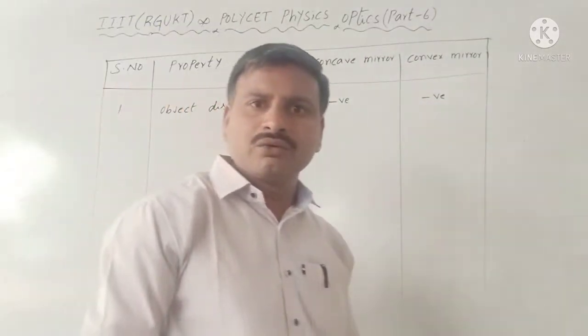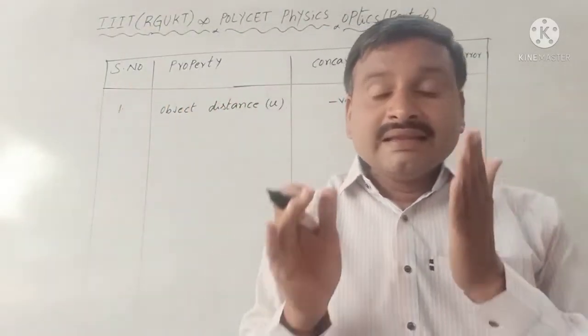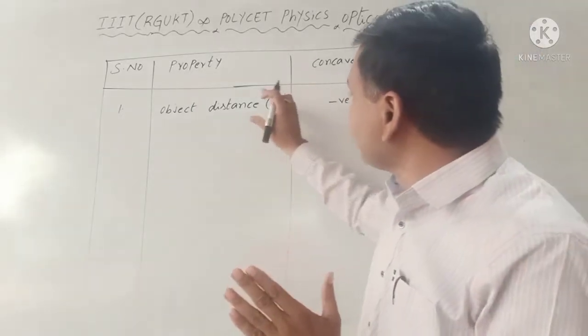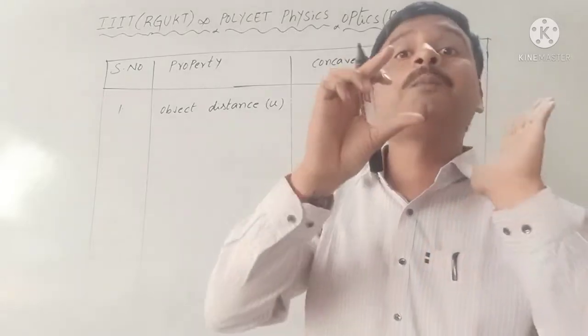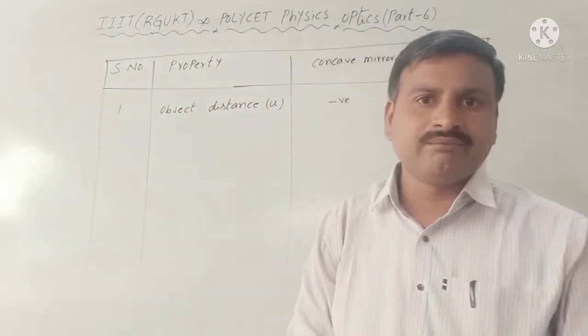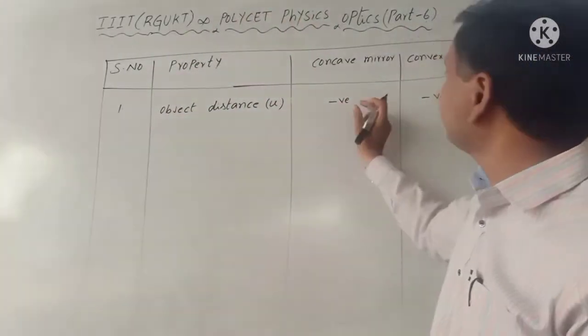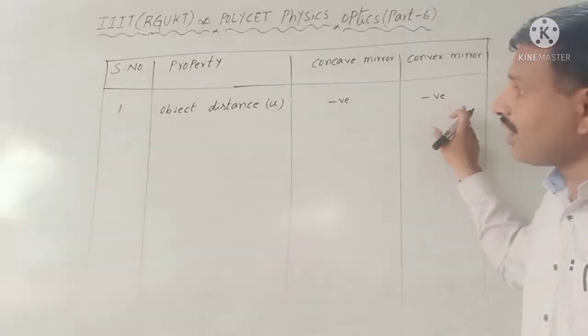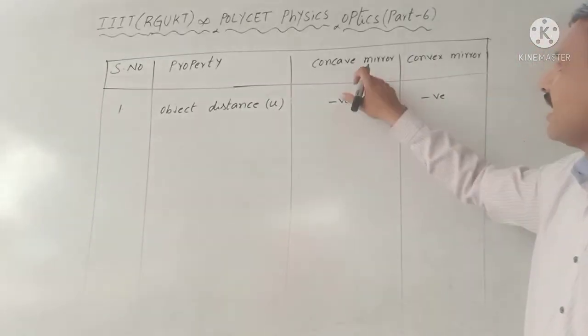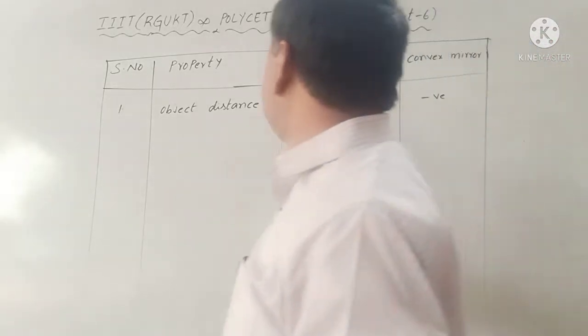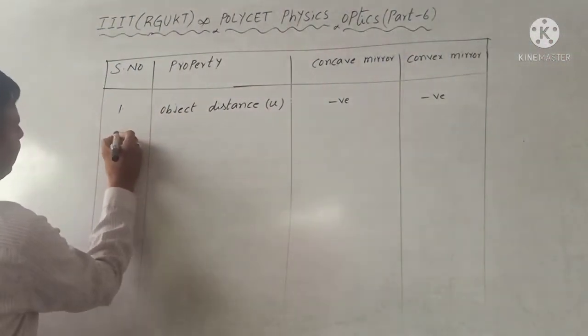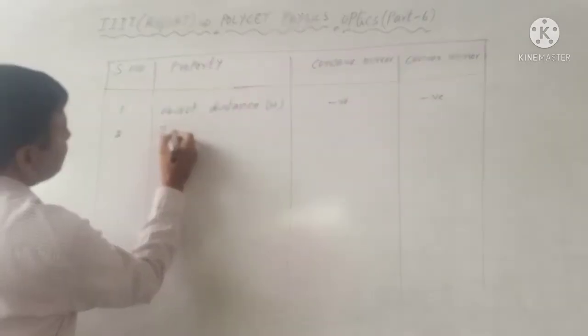Why do we take it negative? The object is always moving in the opposite direction of the incident light ray. So the opposite direction of the incident light ray is taken negative. Object distance is negative for both convex and concave. After that, the second one is image distance.